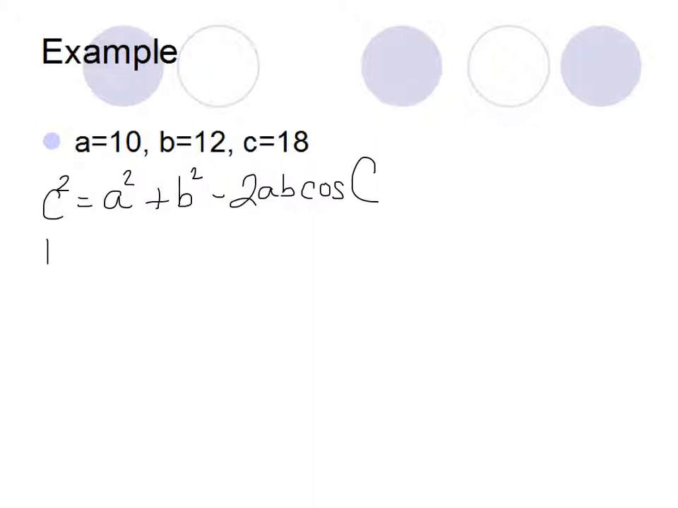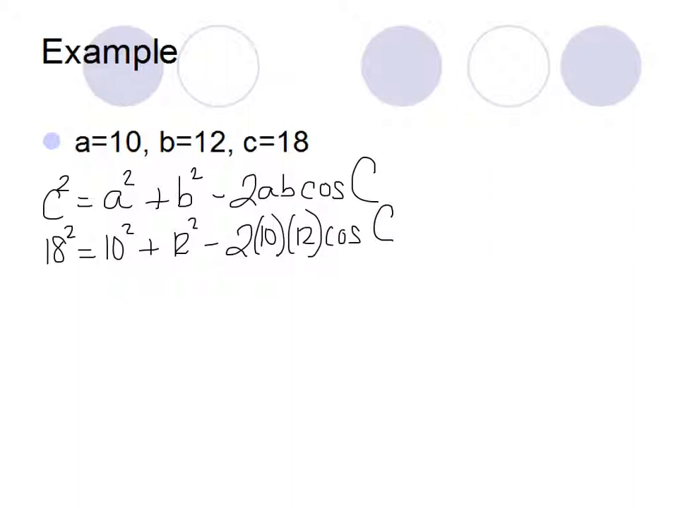So c squared, that's going to be 18 squared equals 10 squared plus 12 squared minus 2 times 10 times 12 times the cosine of angle C. All right, so I'm just going to start doing some algebra, isolate that angle C. So I'm going to subtract the 10 squared, I'm going to subtract the 12 squared over to this side. So minus 100, minus 144. And let's see what that gets us. I've got 18 squared minus 100 minus 144 ends up equaling 80.